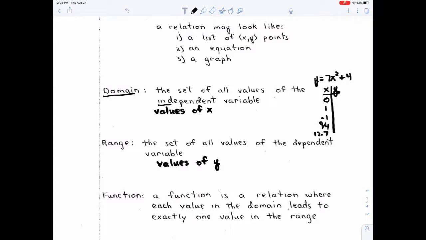So any one of these things could be synonymous: domain, independent variable, and X. Or range, dependent variable, and Y. Now, there's one more phrase I could use. What do we do with X once we pick it? We put it into the equation. It is the input. It would be good if I knew how to spell input. It's not that complex of a word, but I can't.